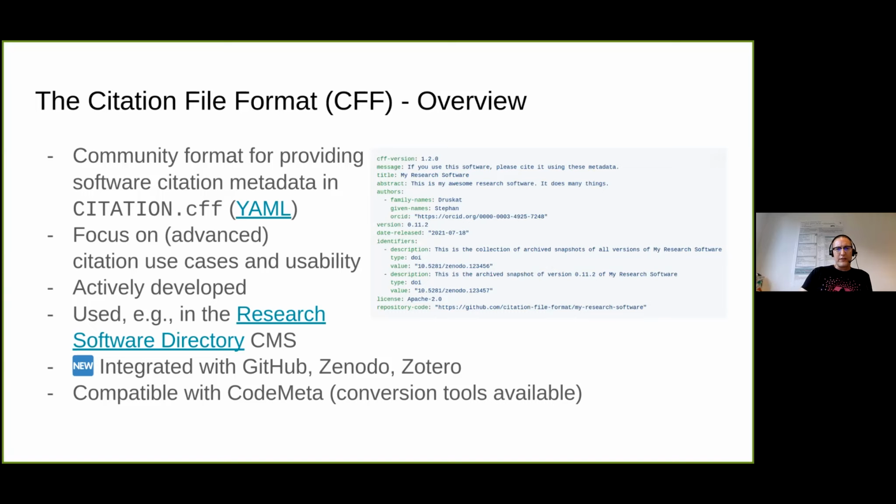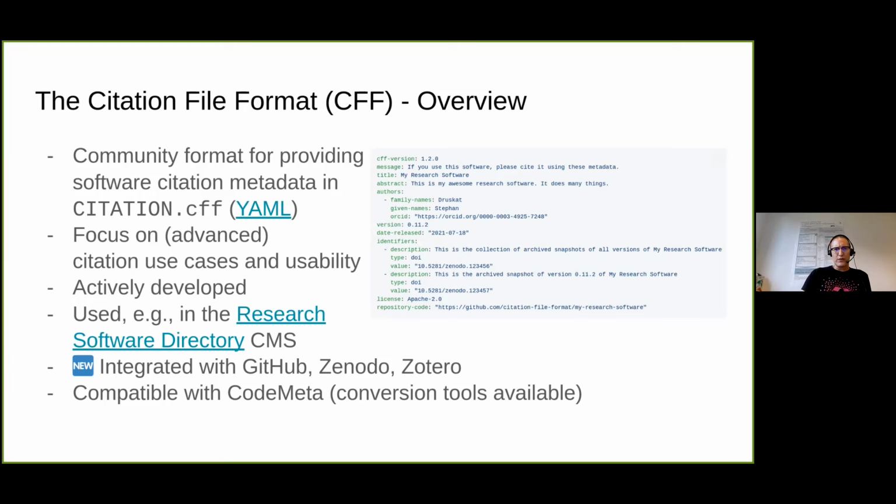So like I said, CFF uses YAML to make it easy for human users to read and manually write citation.cff files. But there's also a growing ecosystem of tools that can work with CFF files. We have a very simple initializer, several converters to different formats, including CodeMeta, BibTeX, etc., and validation tools as well. CFF is actively developed with support from my employer, the German Aerospace Center, and also the Netherlands eScience Center, and people from the CFF community.